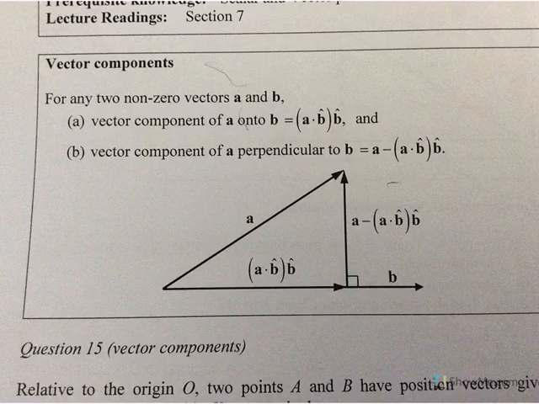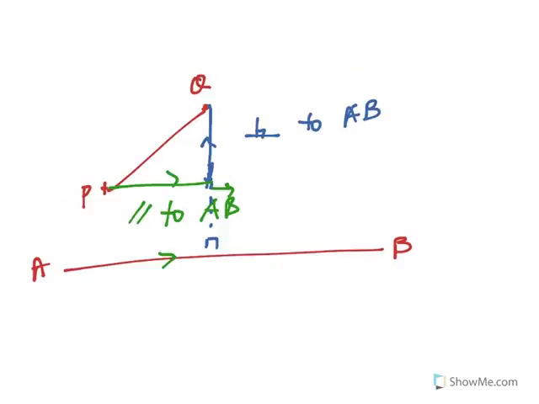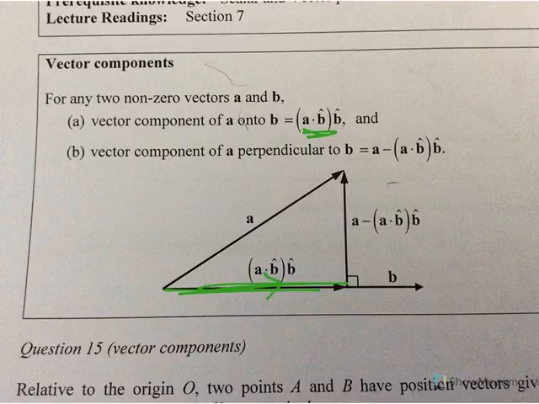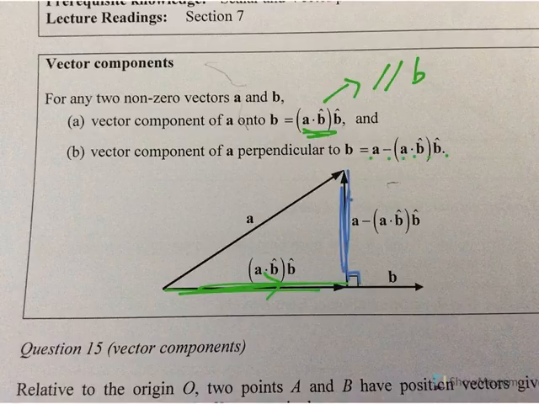Recall this vector component. The vector component of A onto B is A dot B hat. Can you see that the projection of A onto B, this green vector over here, is actually parallel to B? And A minus A dot B hat is actually the blue vector, which is perpendicular to B.